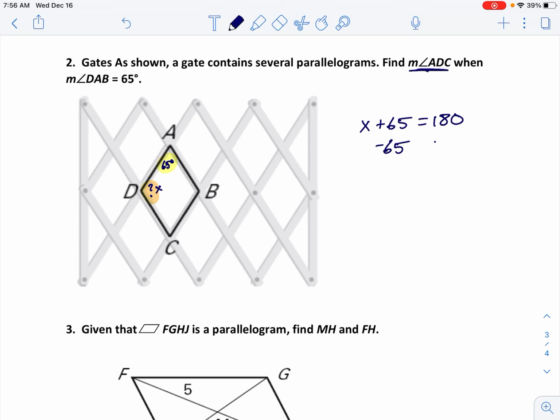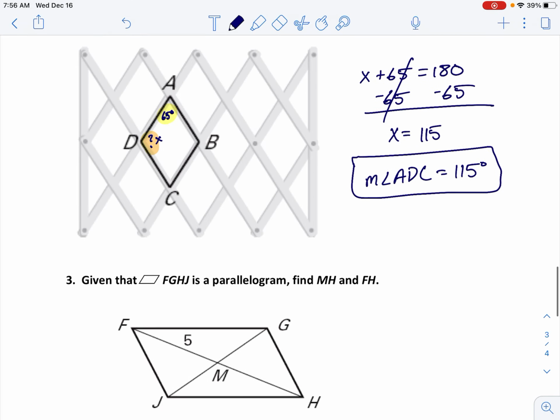So basically, I'm just taking away 65 from 180. Canceling those out to get x equals 115. And just to make sure we're good here, the measure of angle ADC, because that's what they're asking for up here, is equal to 115 degrees.